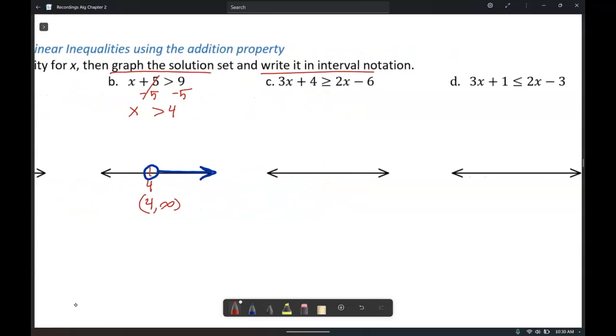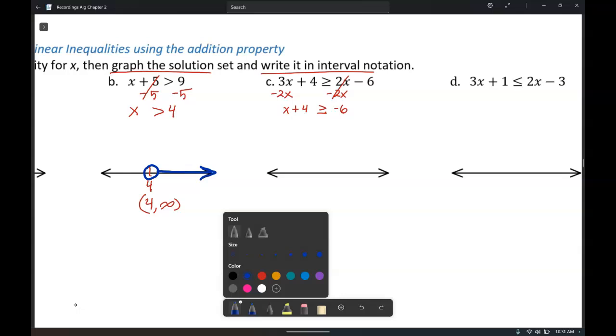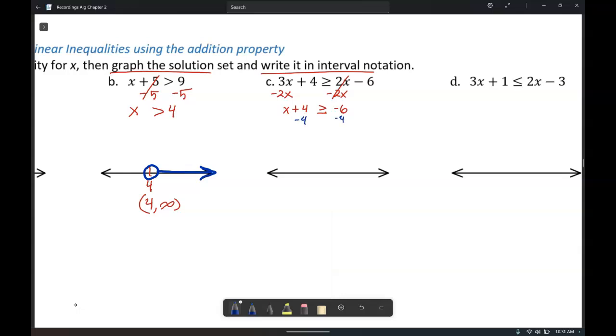For our next one, we have to move our variables as well as our constants. So we can go ahead and subtract 2x from both sides. X plus 4 is greater than or equal to negative 6. Then we go ahead and subtract 4 from both sides. X is greater than or equal to negative 10.